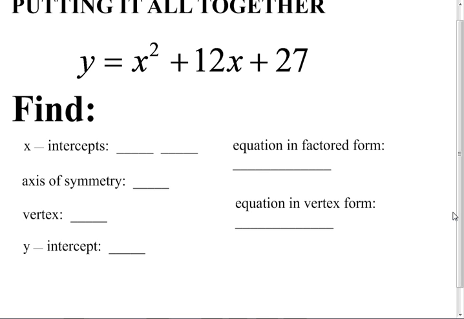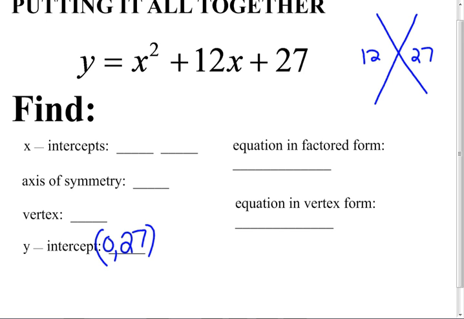What's the y-intercept? Xavier, what's the y-intercept? It's 27. It's (0, 27). Now, to get the x-intercepts, we have to play the x game. This is 27, and this is 12. I need numbers that multiply to give me 27. 3 and 9. Yay! So let's write factored form. y equals (x + 3)(x + 9).